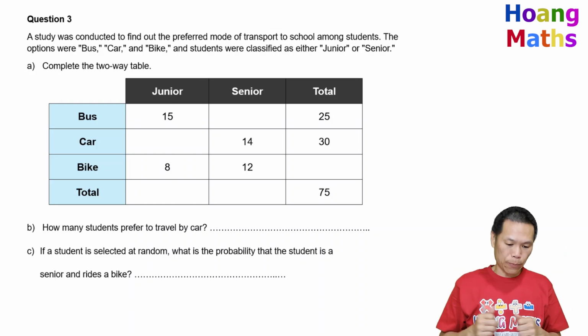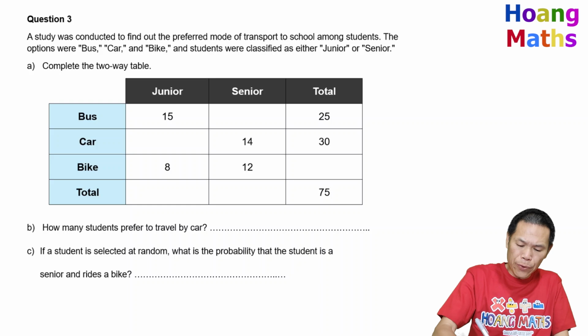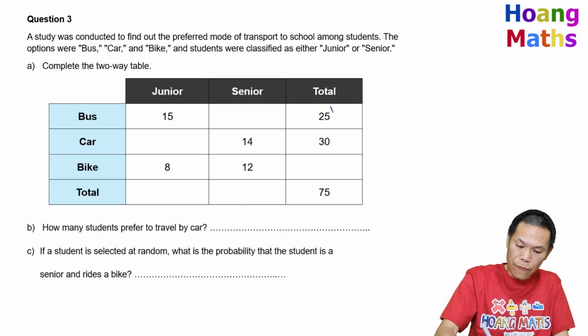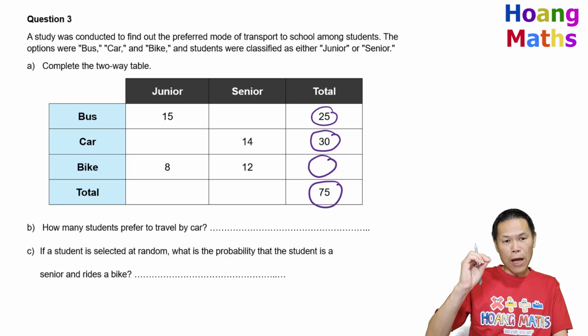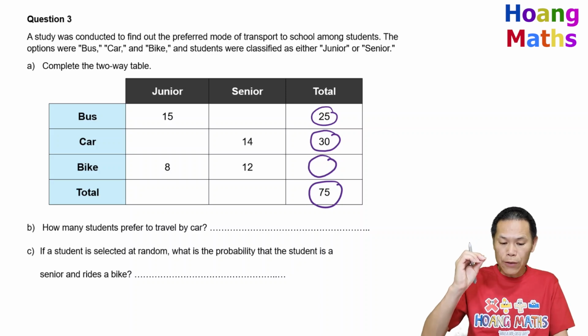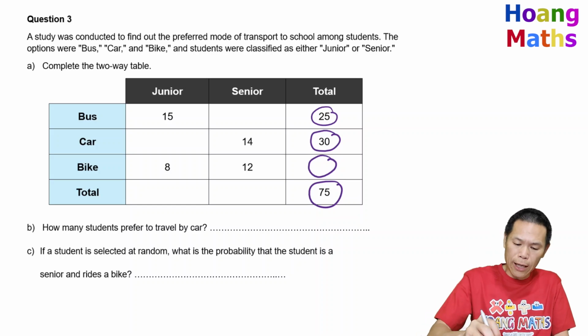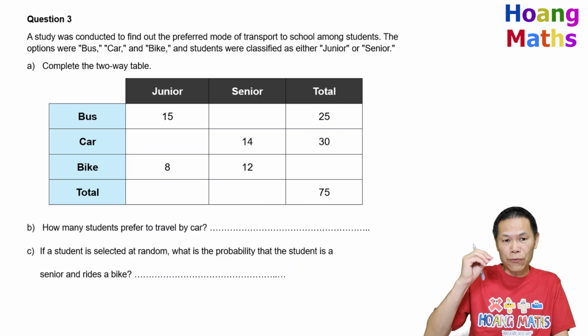So let's get into it. First of all, what we can do is complete this one here. To work this out, we know that 25 plus 30 plus this number should give us 75. So we can just go 75 minus 25 and then minus 30. If you put it on a calculator, 75 minus 25 gives us 50.